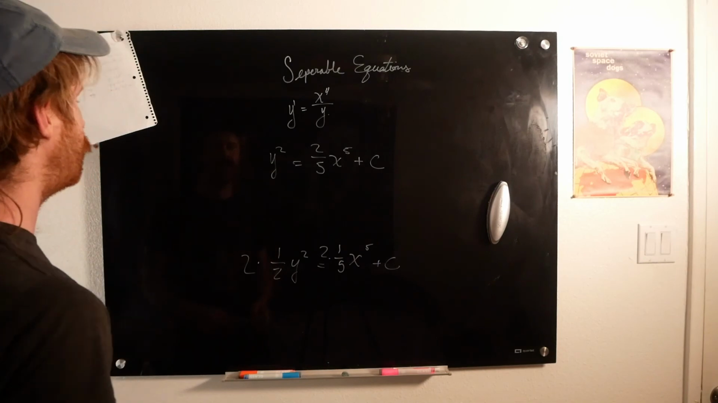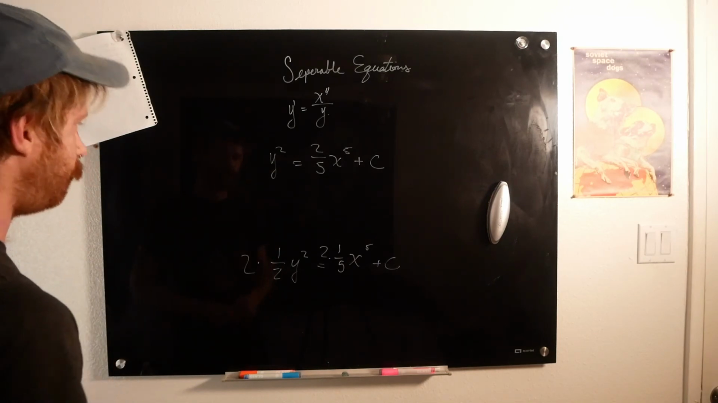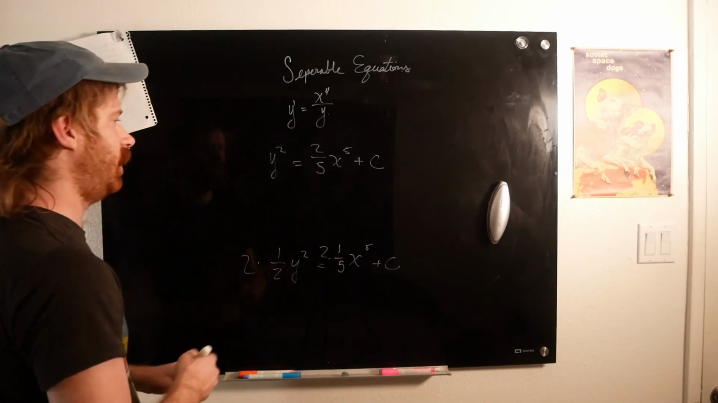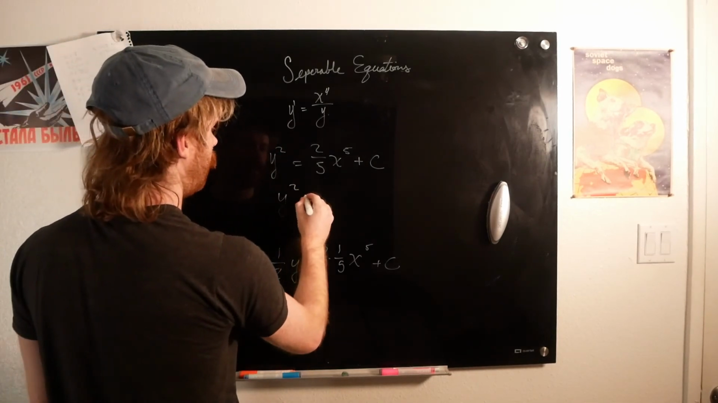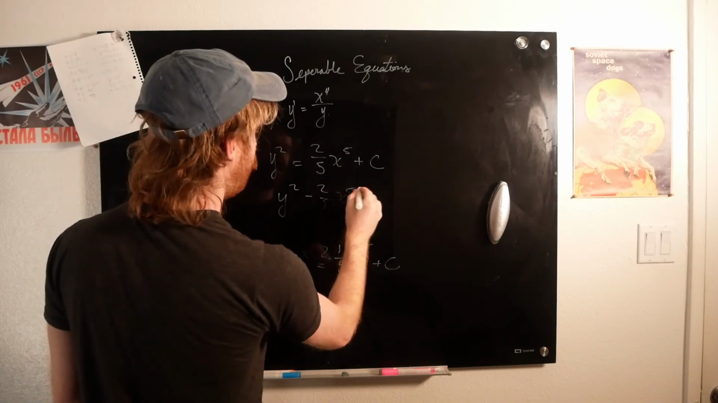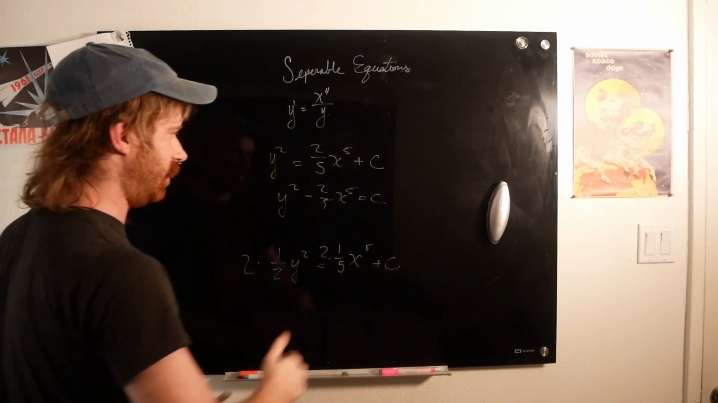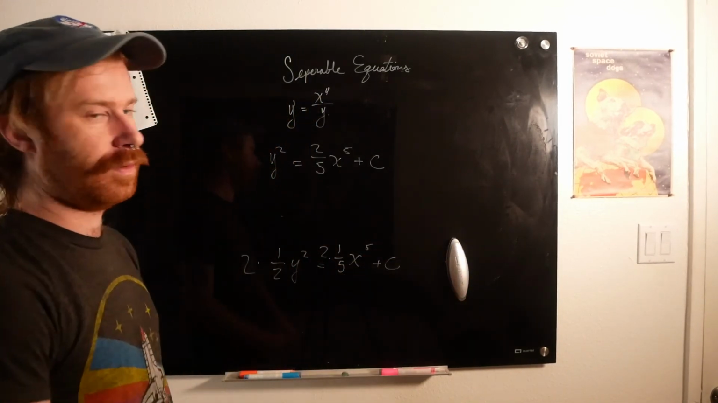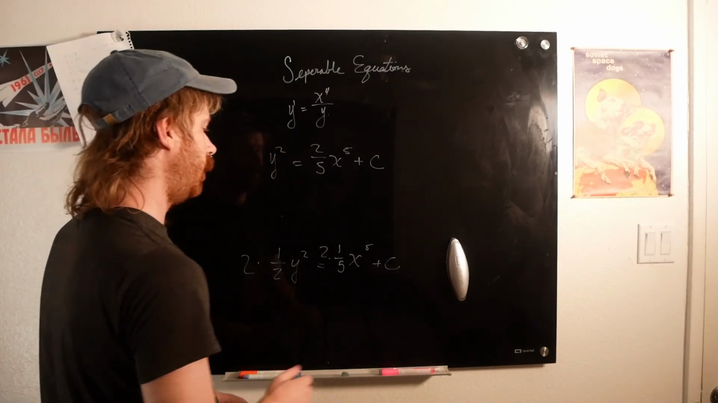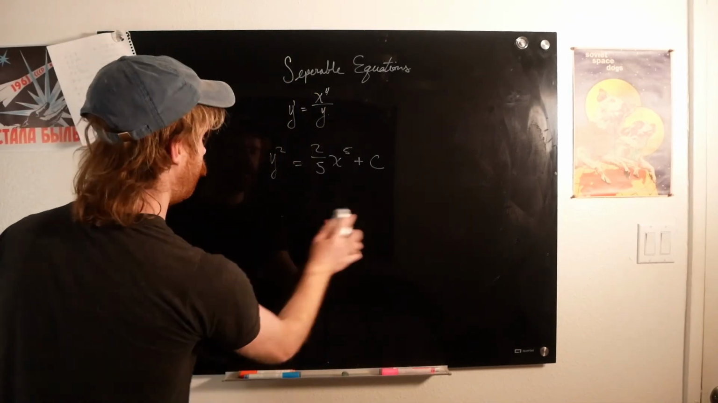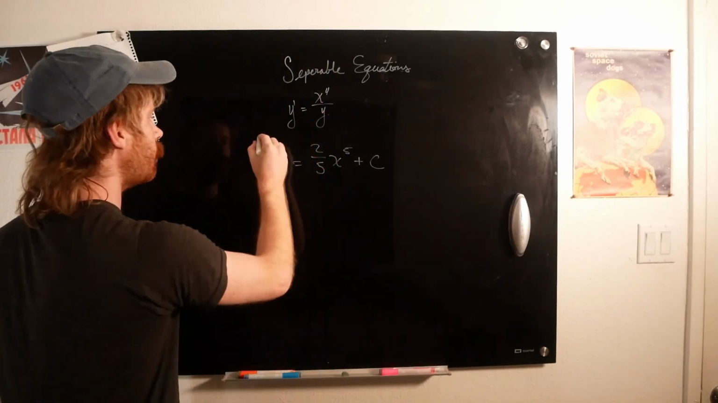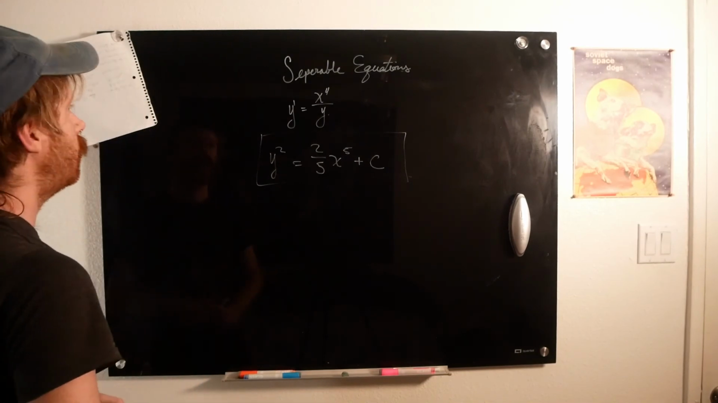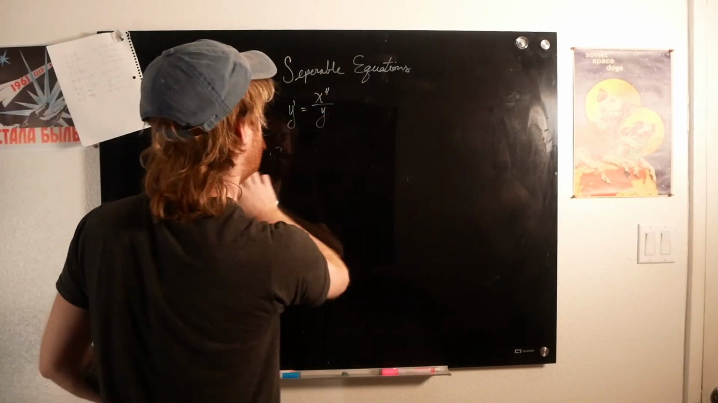So this is going to be your answer: y squared equals 2 over 5 x to the fifth plus c. What some people do is they just solve it for c, so y squared minus 2 over 5 x to the fifth equals c. That's not really necessary. My teacher wasn't strict on it, and I don't think that most people are going to be. So this is going to be the answer. That's the solution. So let's do another separable equation.